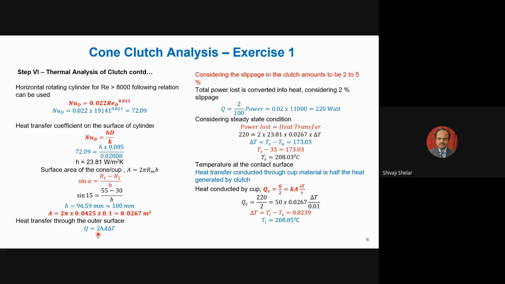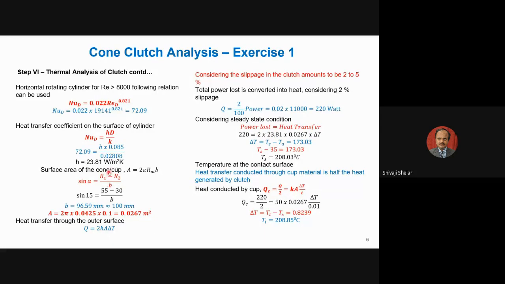So this is the heat transfer by convection on the outer surface. So we are assuming the heat transfer reaching the outer surface is equal to the heat generated. So on the outer surface and inner surface, this heat is generated. So we are considering the power loss equal to 220 watt, or 220 watt of energy is lost. So for heat transfer, we are using this formula, 2 h A delta T. The 2 is there for the inner and outer surface.